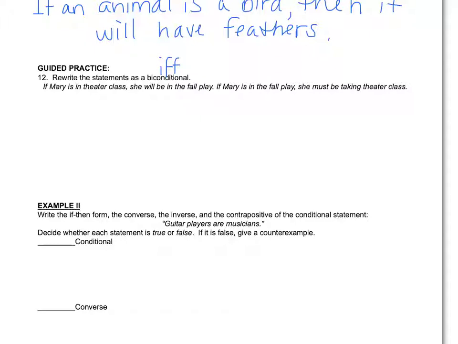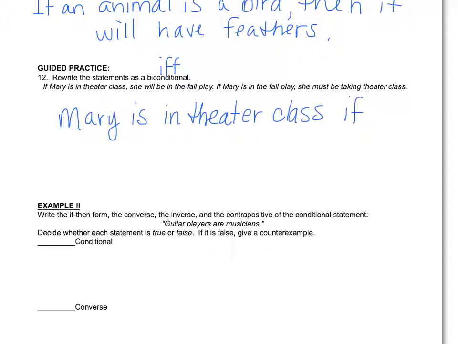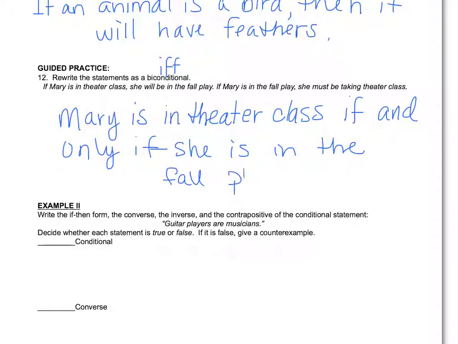First of all, Mary is in theater class. So we're going to write first, Mary is in theater class. And then we're going to write our if and only if. And you can just write IFF, if and only if. Our second part will be she'll be in the fall play. So Mary is in theater class if and only if she is in the fall play. So I've taken a statement, really two statements, the if and then were switched around in both of them, and just changed it into a biconditional by putting if and only if in the very middle of it.